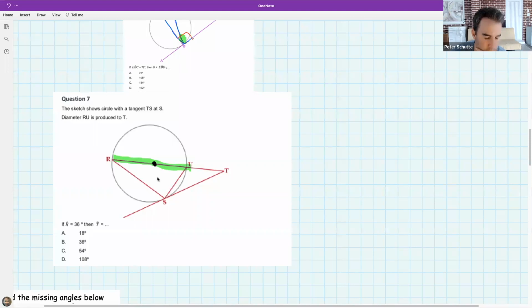It says that R is 36. So I think that could be helpful to start with. If we say that that is 36 degrees. Fatejo, let's go to you. What did you think?